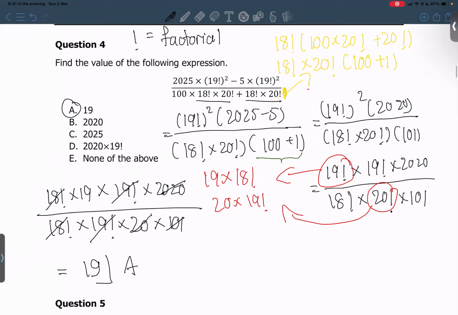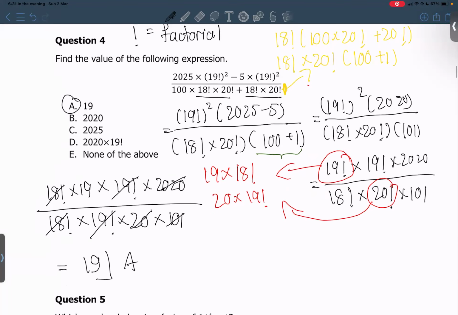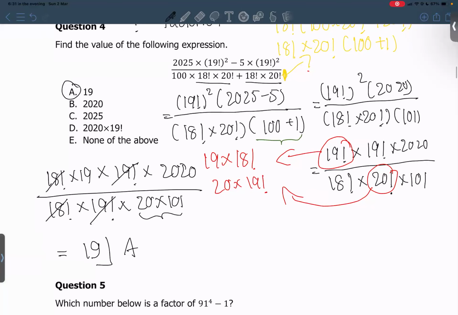Where did 2020 go? Okay, so from here, over here, it's going to be 20 times 101 times 2020. So if you calculate this value, 20 times 101, you'll get 2020, and you can just simplify them since they're in the numerator and the denominator. You can just simplify it out.